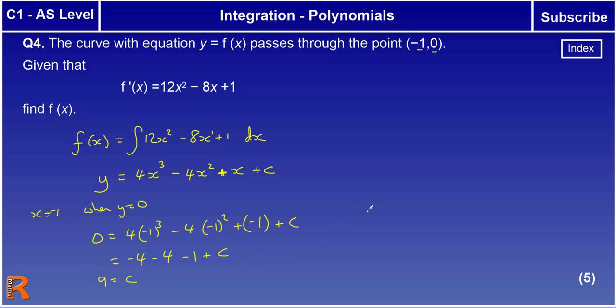So that tells us that y is equal to 4x cubed, we're just taking this original equation over here, minus 4x squared plus the x plus the 9 that we just found. And then we have a complete answer there. A really nice question, a bit of a gift. The integrating is very straightforward. Don't forget your constant term, and then you should be able to find the constant term when you put the numbers in to get the full equation for 5 marks.